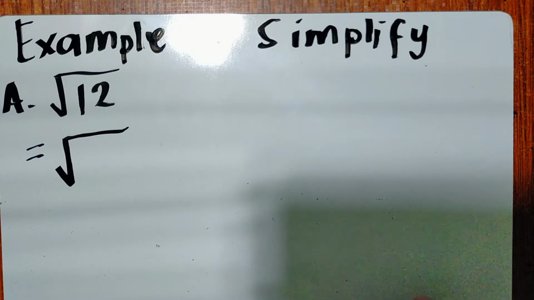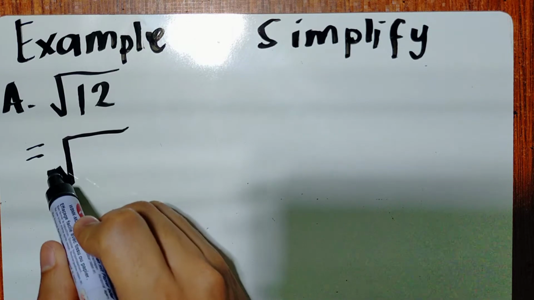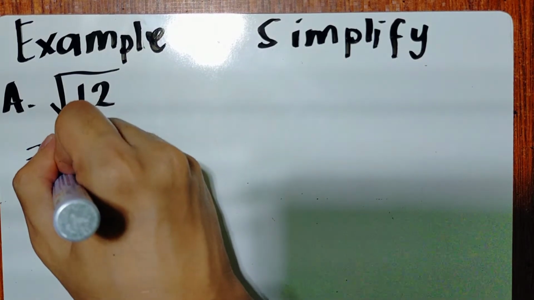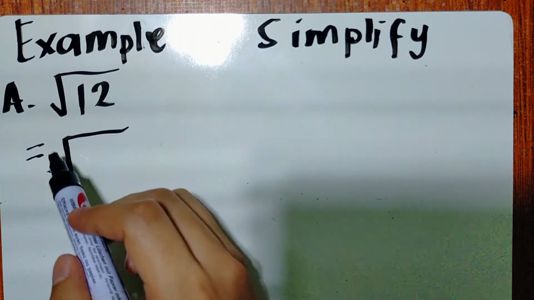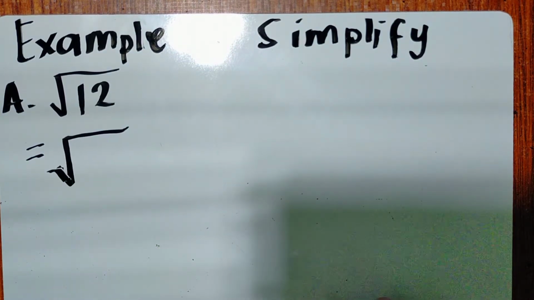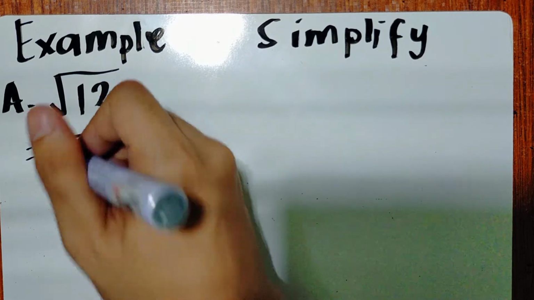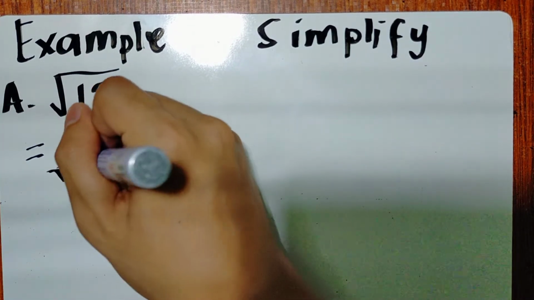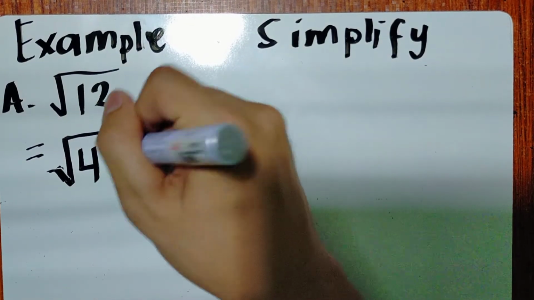Okay? Bakit perfect square? Kasi ang index natin ay 2. Since this one is 2. Okay? Square root. Ibig sabihin, square 2. Okay? So, the index is 2. So, we have to look for the perfect square. So, the factors that we have, with a perfect square, are 4 and 3.